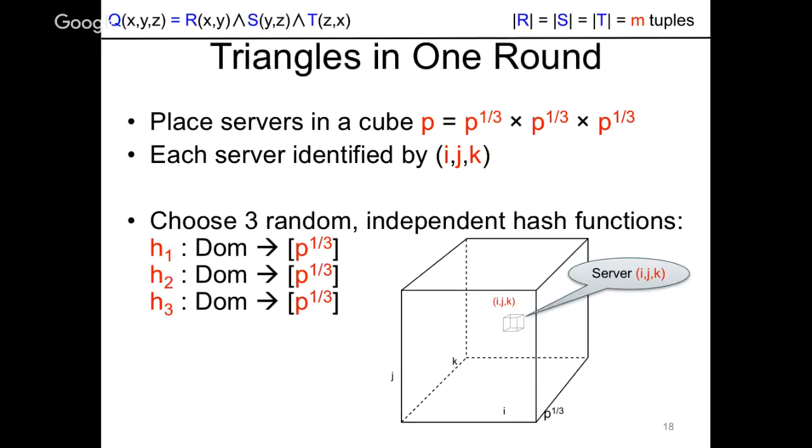Okay, so here is the algorithm. It's very cute. Take your P servers and organize them logically in a cube, where the size of the cube is P to the power 1/3. What I mean by this is that every server is uniquely identified by a triple IJK, where each of I, J, K is between 1 and P to the 1/3. For example, if you have 1,000 servers, if you work for one of those companies who can afford 1,000 servers, then the size of the cube is 10. It's 10 by 10 by 10.